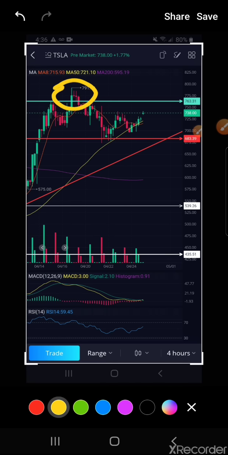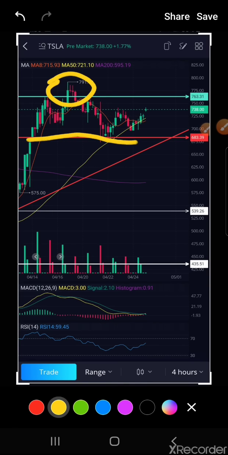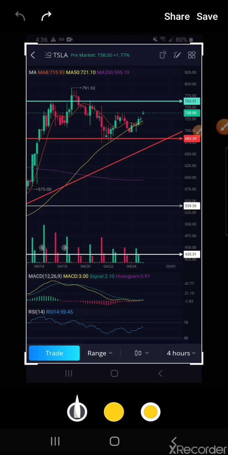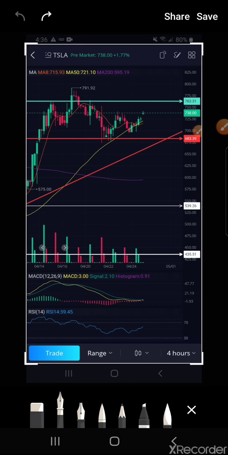But then you built support. You built support here on the 683 area. But now we have a 763 area, which is also a support. This is what I was trying to show you guys. So let me change this to a little fine point. So 1, 2, 3, 4, 5. Pretty much all 4 or 5 of these are pushing against that area.